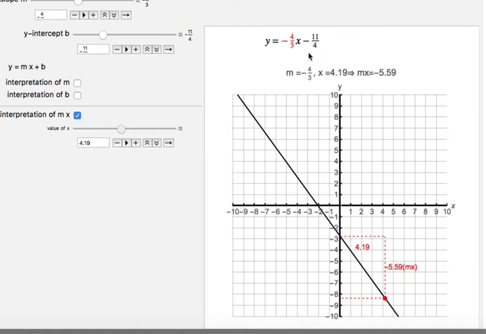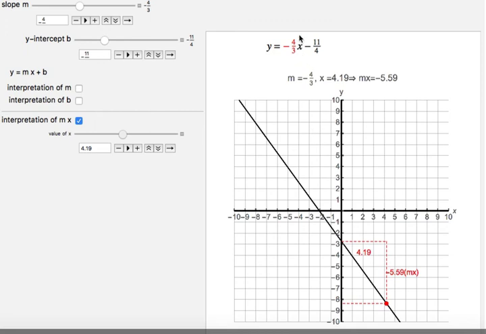Again, this is really beneficial in terms of looking at an equation and determining what the line looks like. It's beneficial in looking at a line and determining what the equation looks like. And it's really, really important to know what these values of m and b stand for.